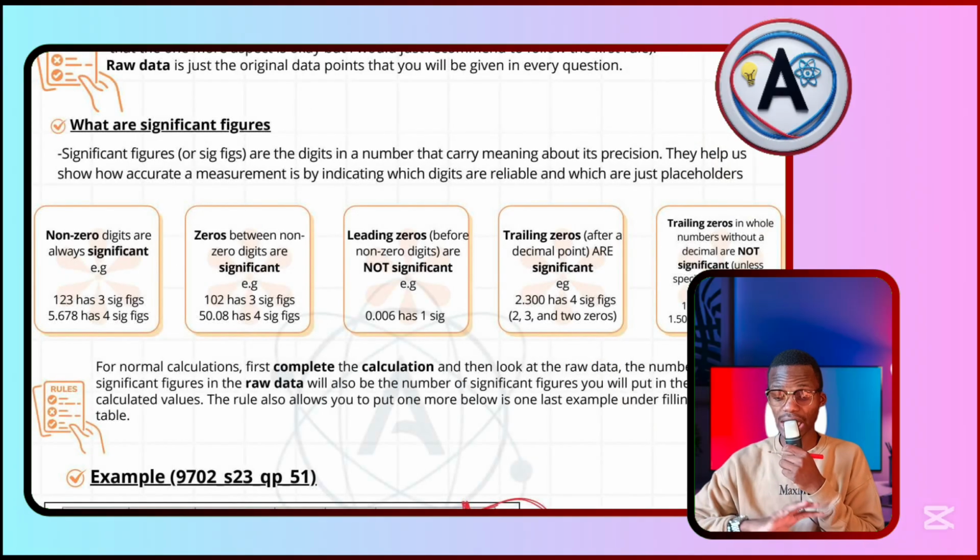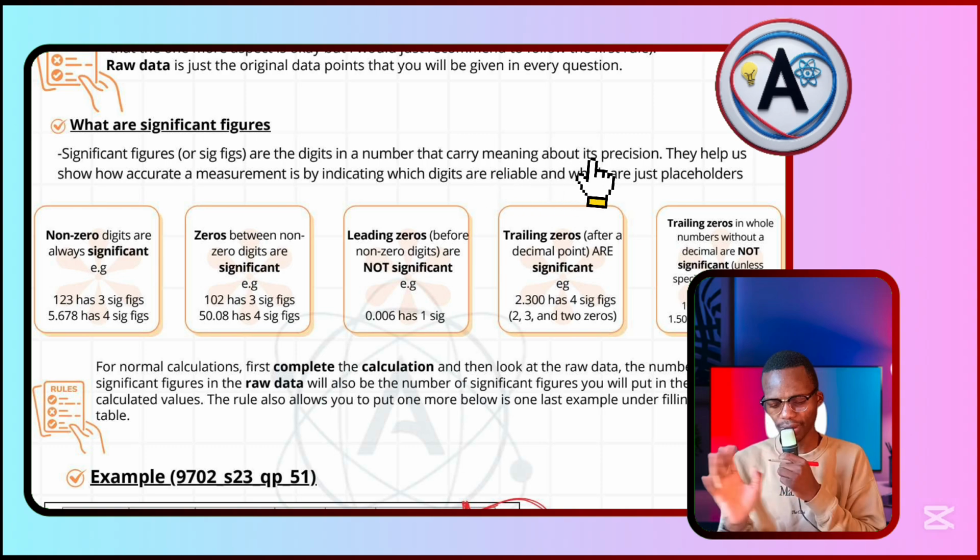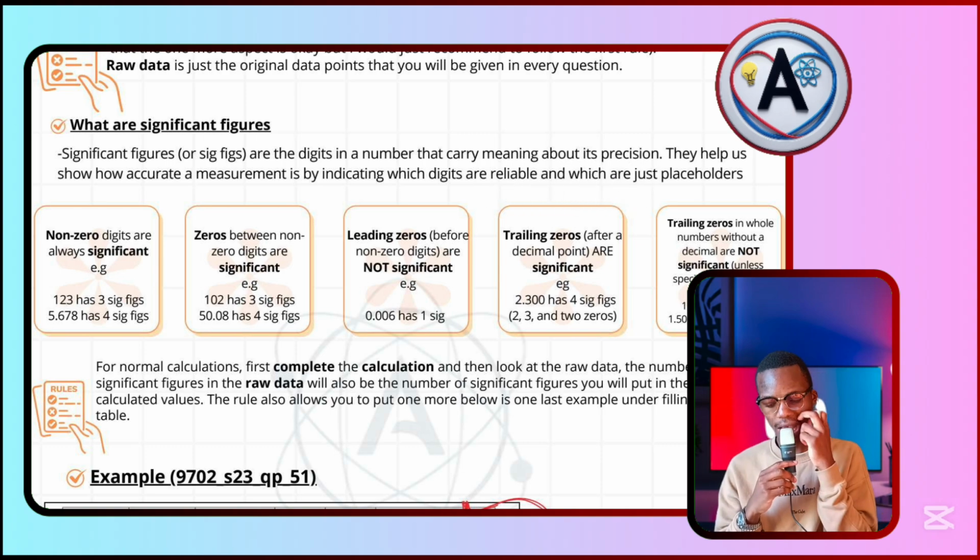Significant figures are the digits in a number that carry meaning about its precision. What do I mean by this? They help us to show how accurate a measurement is by indicating which digits are reliable and which digits are placeholders. So they help us in identifying which digits are actually meaningful and which digits are just placeholders. We're going to go through 5 different points underneath this.